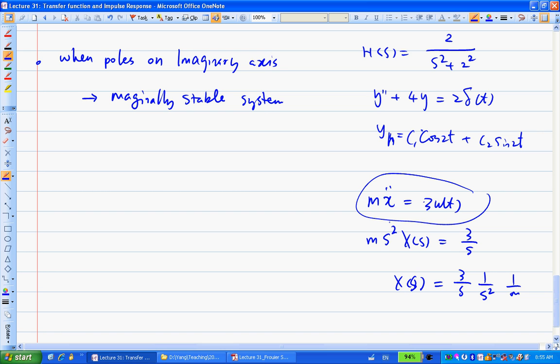So the response goes to infinity, right? You can see that apparently this system has repeated poles at the origin. So that's another point here: when you have repeated poles at the origin, then you have an unstable system.